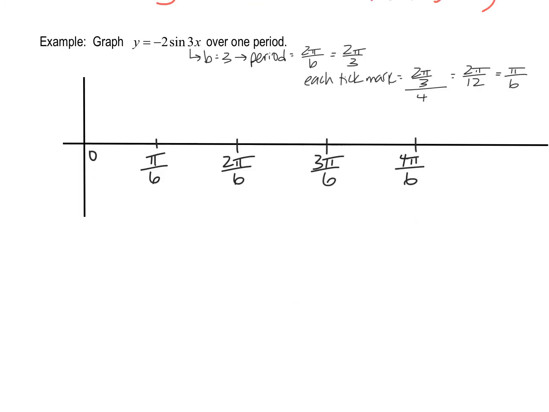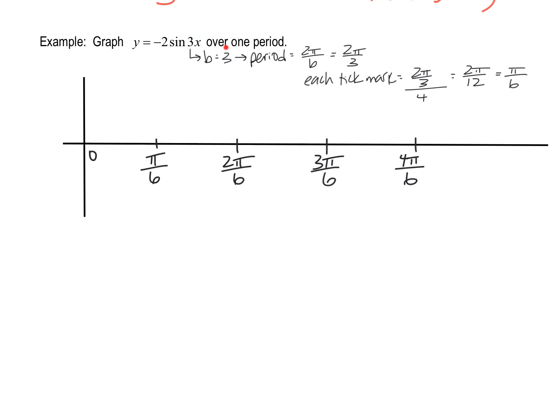Okay, here's what it looks like, you guys. The b value here is 3. Yes, I'll deal with this -2. That changes my amplitude. That makes it humpy. And also this negative sign here is going to flip it upside down. But I'll get to all that in a second. Right now I'm just looking at this 3.